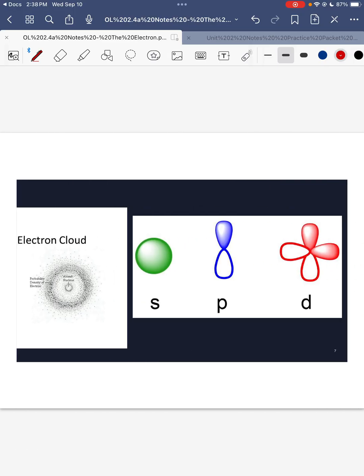So within this cloud, if we go back to the more realistic model, we have orbitals. So that is to say, if they're in the s orbital, they're likely somewhere shaped like this. If they're in the p orbital, maybe they're somewhere shaped like this. And if they're in the d orbital, maybe they're somewhere shaped like this. And this is a bit of an oversimplification, but it's just saying all of the different places that electrons could be.